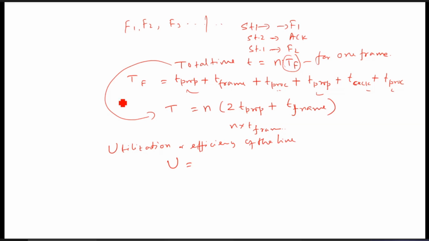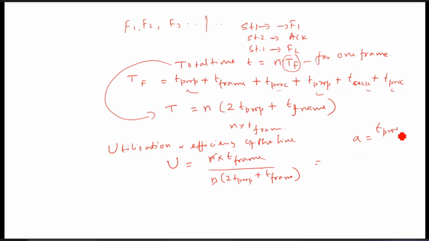So U, that is n into t frames, divided by the total time, n into (2t propagations plus t frames). The t frames and n will cancel, so it is just divided by t frames.